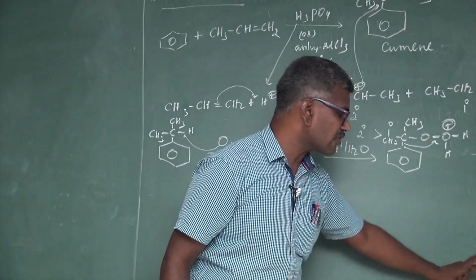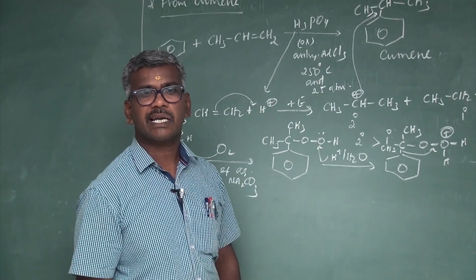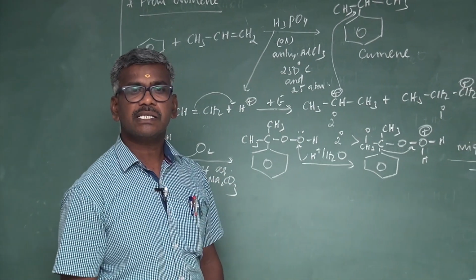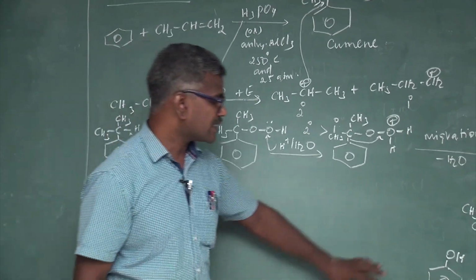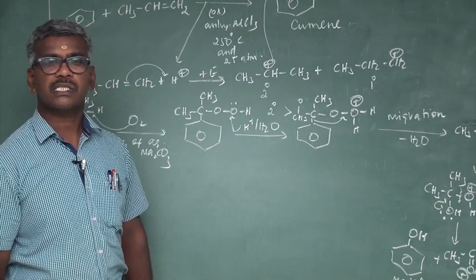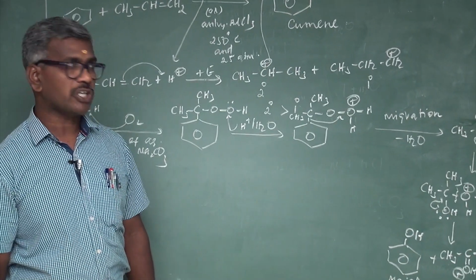What is the color of phenol? Phenol is a colorless crystalline solid, with needle-shaped crystals, corrosive nature, and hygroscopic nature. This is a poisonous substance. Next one is the acidic character of phenol.